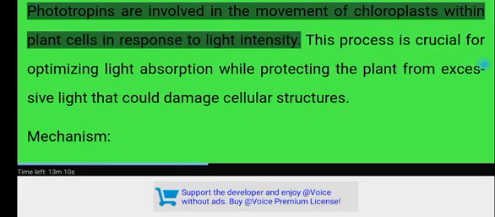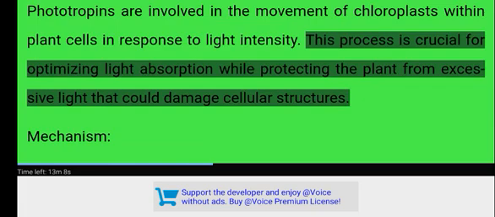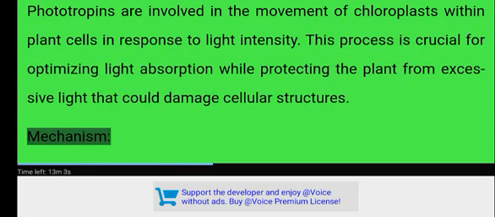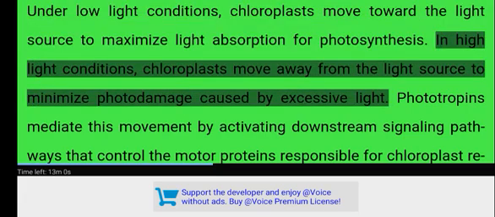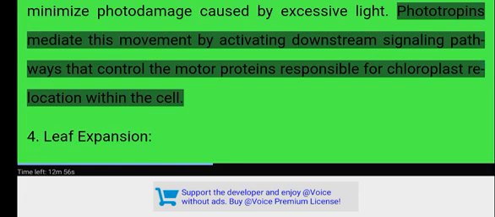3. Chloroplast movement. Phototropins are involved in the movement of chloroplasts within plant cells in response to light intensity. This process is crucial for optimizing light absorption while protecting the plant from excessive light that could damage cellular structures. Mechanism. Under low light conditions, chloroplasts move toward the light source to maximize light absorption for photosynthesis. In high light conditions, chloroplasts move away from the light source to minimize photodamage caused by excessive light. Phototropins mediate this movement by activating downstream signaling pathways that control the motor proteins responsible for chloroplast relocation within the cell.